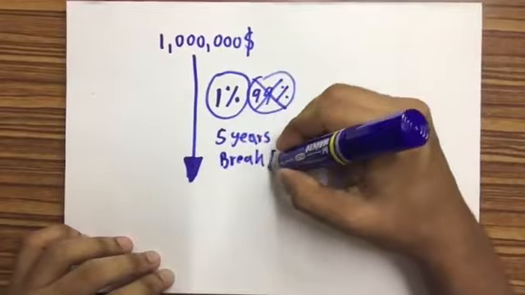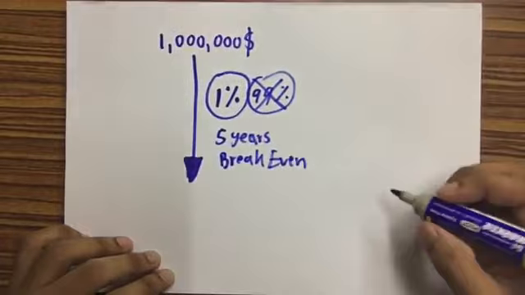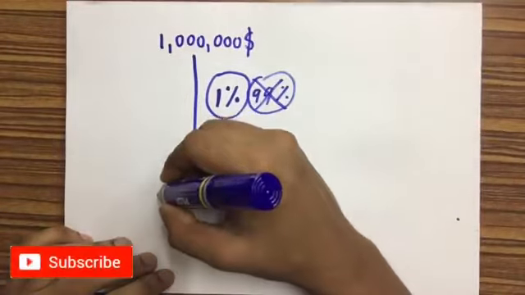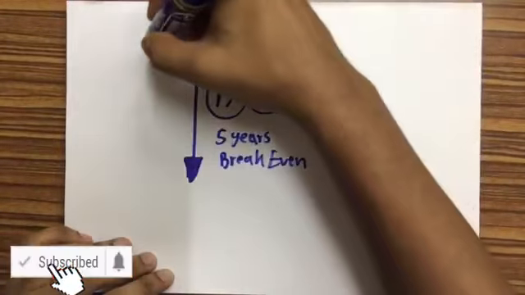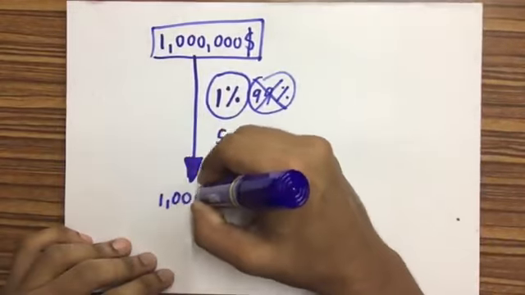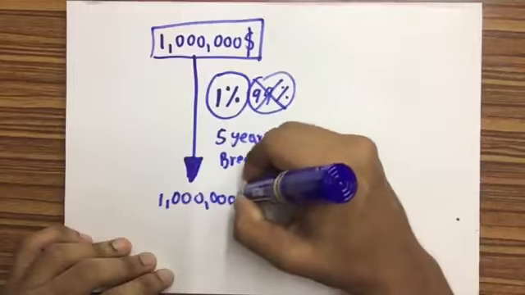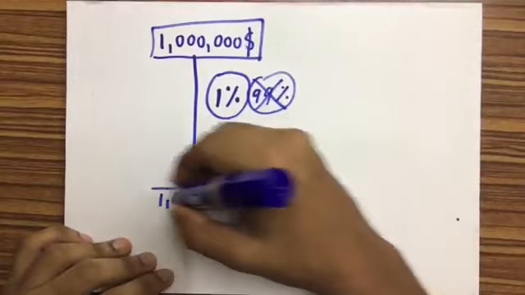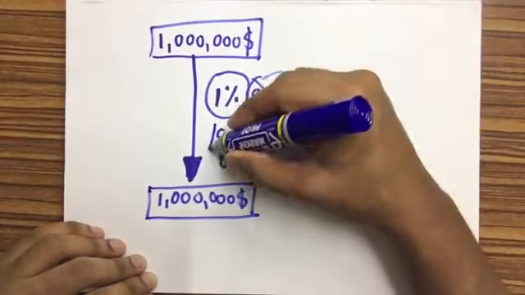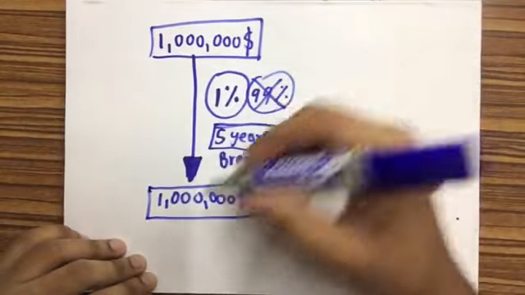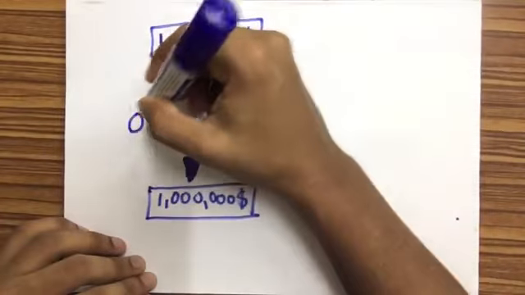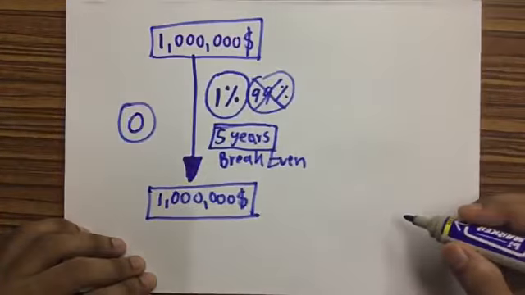Let me explain what break even means. Break even means reaching a point where you get back your investment, which means you have invested $1 million and after 5 years you got your money back. This business took 5 years to get its investment back. So after 5 years, what is the profit? There is no profit, zero.